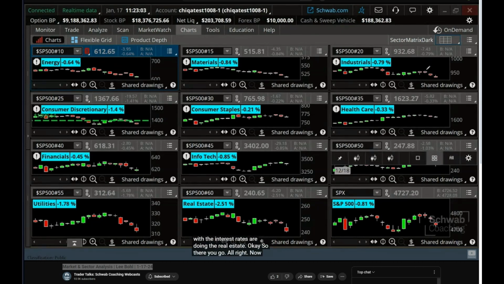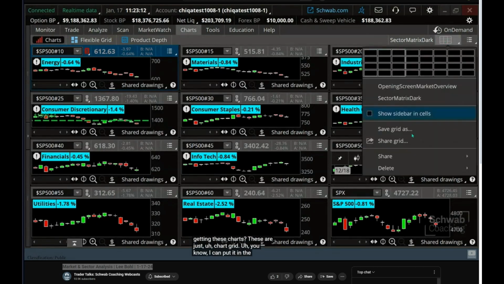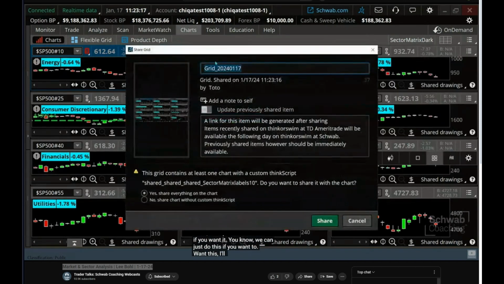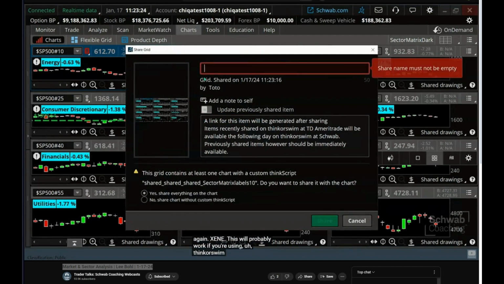Where are you getting these charts? These are just chart grid. I can put it in the chat if you want it. If you want this, I'll just share this. Again, this will probably work if you're using Thinkorswim, the Schwab version. It may or may not work right away.